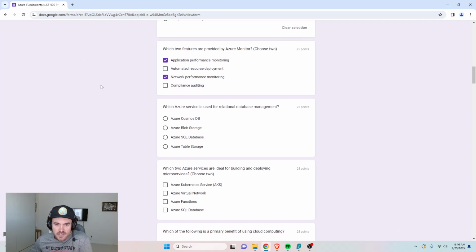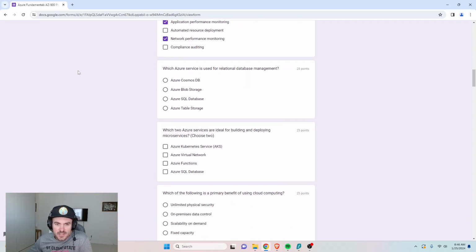Which Azure service is used for relational database management? Okay, so Cosmos DB is actually for NoSQL databases, so we can rule that one out. Blob storage is sort of unstructured storage, very flexible object storage, definitely not specifically used for relational database management. SQL database, so this definitely makes sense because SQL databases, by definition, are relational databases. So that looks good. And then table storage.